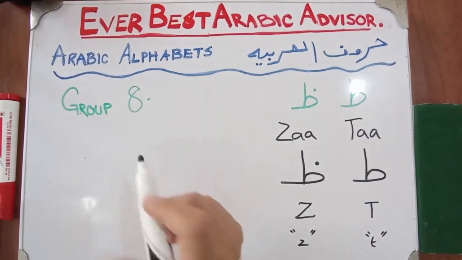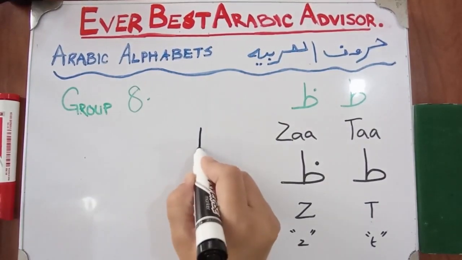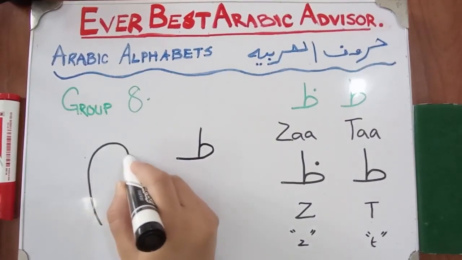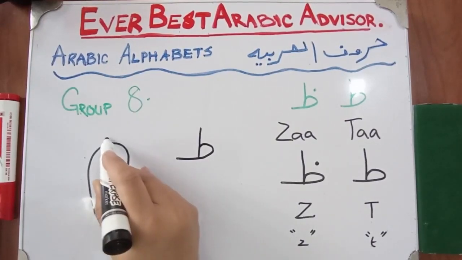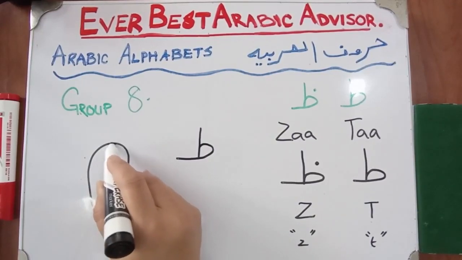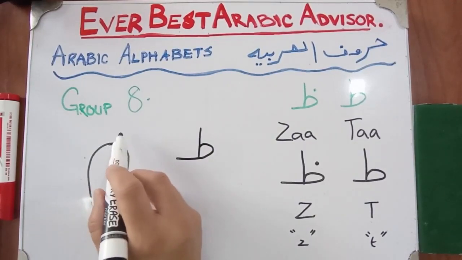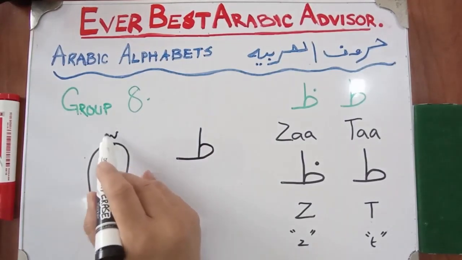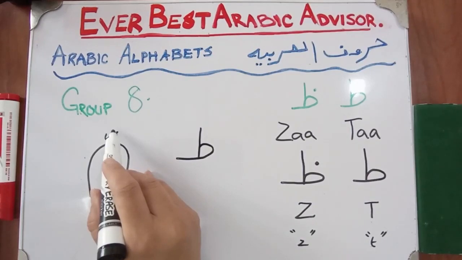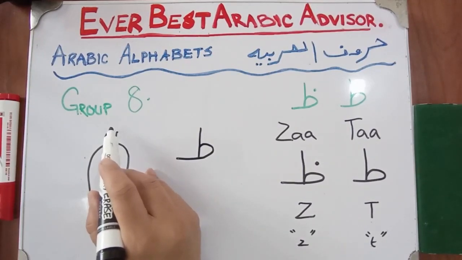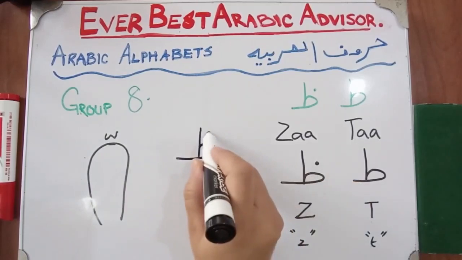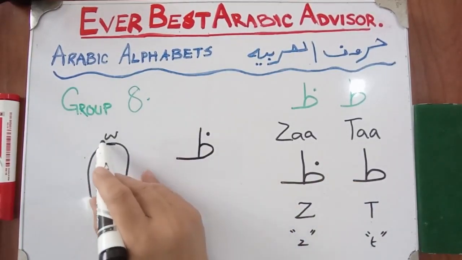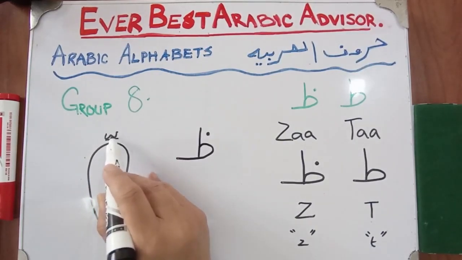Let's move to the articulation point. The articulation point of To is the tip of the tongue. The tip of the tongue touches the gum line of the upper two incisors. To, with a heavy sound. For Ta, it is again the tip of the tongue. It touches the lower side of the upper two incisors.